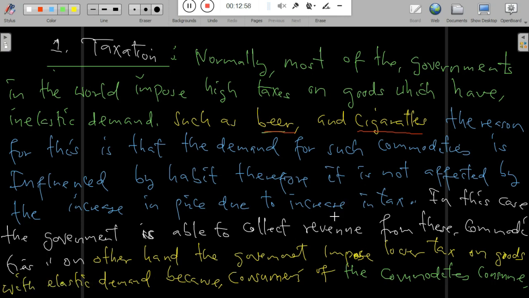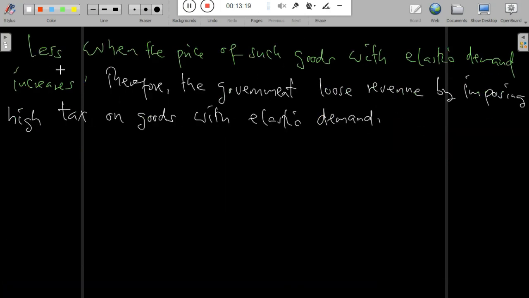On the other hand, the government may impose a given tax in order to collect more revenue. So the government loses revenue by imposing high taxes on goods with elastic demand.